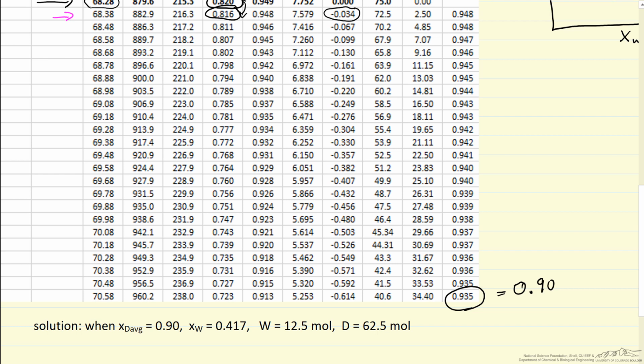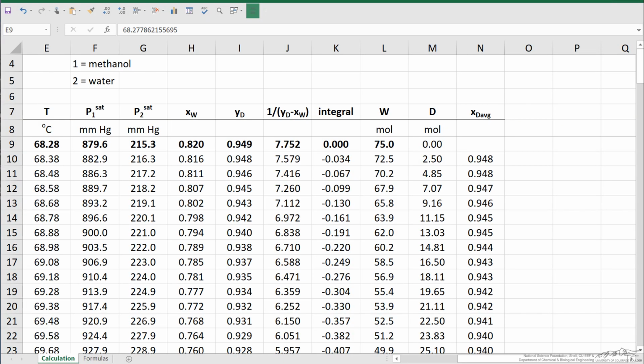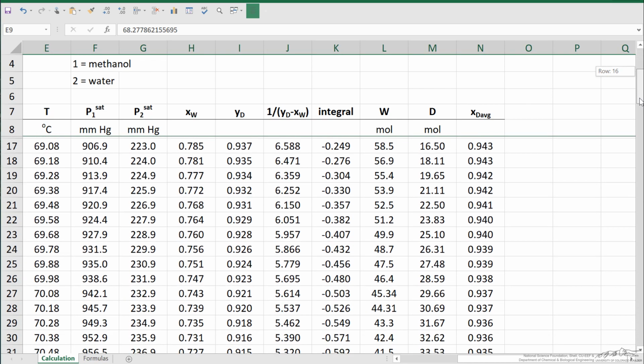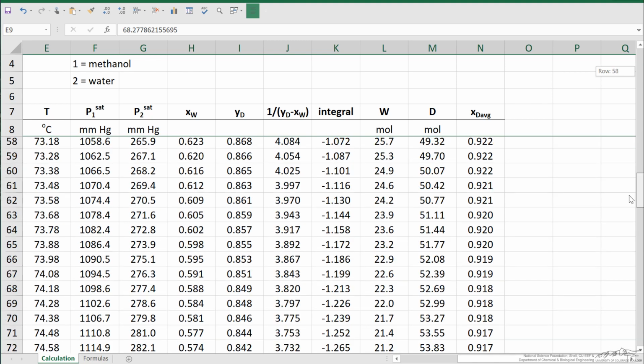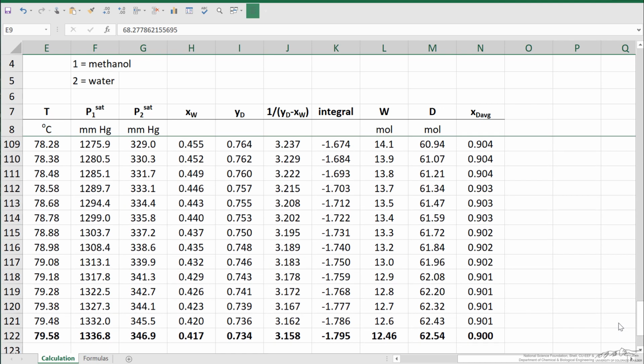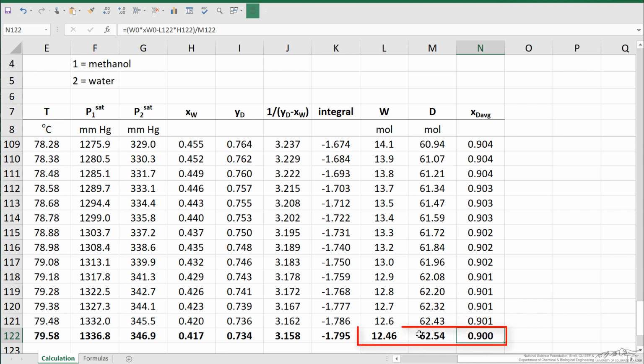So let's briefly look at this spreadsheet. Here's the spreadsheet. You've seen the first part of the spreadsheet. All I want to do is scroll down. As we scroll down, we see XD average is decreasing in the right-hand column. I carried out this integration until we got to 0.90, which is what the problem asked: how much was left when the distillate was at 0.90. You can see we have 12.46 moles left in the still, and we've distilled over 62.54 moles.